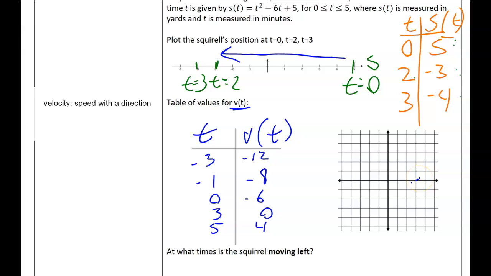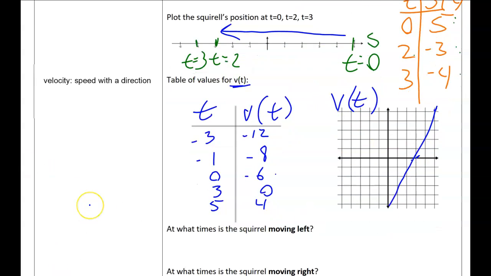And I know I can make 5, 4 is way up here. And then I know my velocity is going to be roughly negative, and I should cross the y-axis somewhere way down by negative 6. So that looks about right. Okay, so here's my velocity graph. Let's label this graph v of t. And we can use this to answer some questions here.